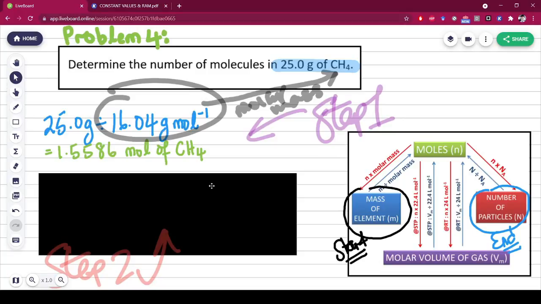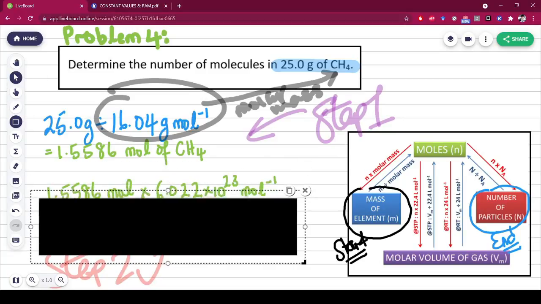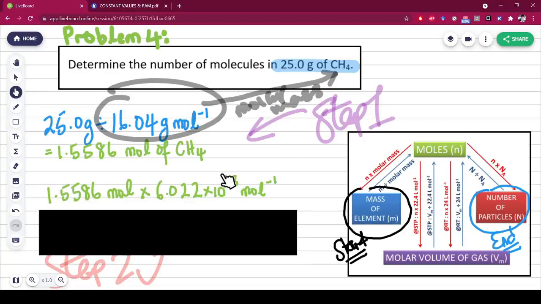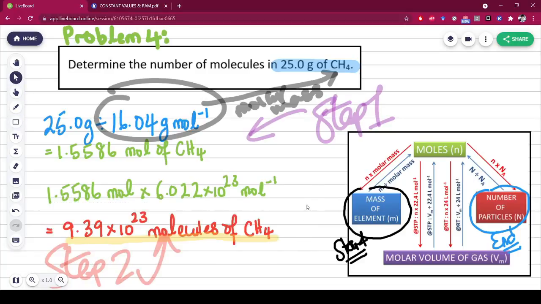And we know that Avogadro's constant is 6.022 times 10 to the power 23 per mole. Look, that is exactly the same number that we have worked out just now. And we're going to multiply with the Avogadro's constant based on the mole map intersections. Once you have done that, you should be able to get your answer: 9.39 times 10 to the power 23 molecules of CH4.